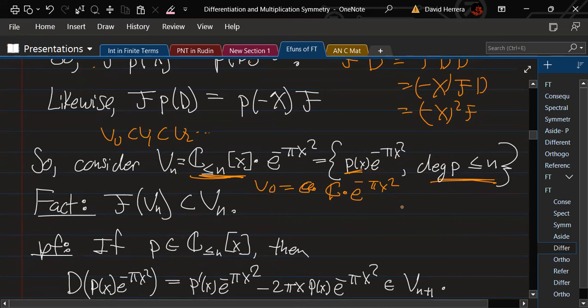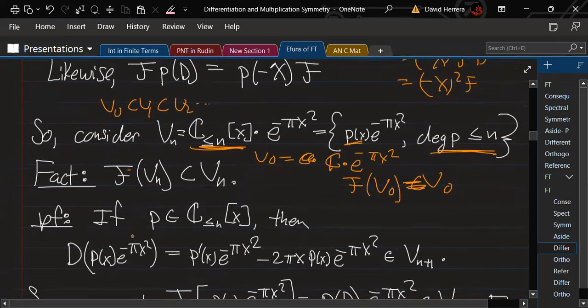So what it means is that if you take the Fourier transform of V0, that's going to be sitting in V0, because any multiple of the Gaussian, you take a Fourier transform, it's just going to be the same multiple. So this one-dimensional subspace, if you take a Fourier transform, is still going to be lying inside the same subspace. In fact, they're equal. As a fact, the Fourier transform of V n is sitting in V n in general, for all these subspaces. So let's see why that's true.